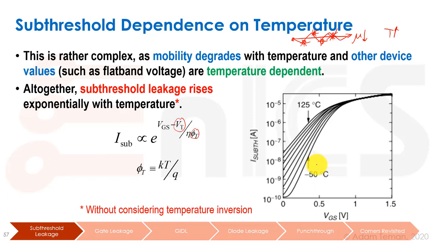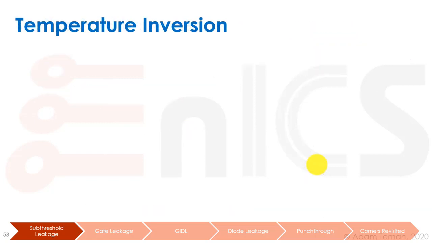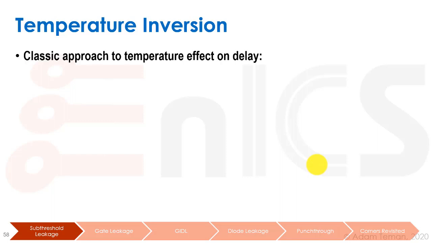So when we want to test something for high leakage, we test it at a high temperature. And that takes me again, I mentioned on the previous slide, temperature inversion. This is not necessarily talking about leakage, but temperature inversion in general. I thought this was a good place to discuss it within our slides.